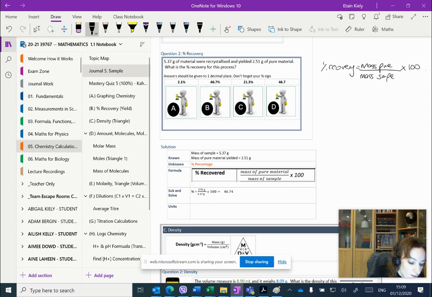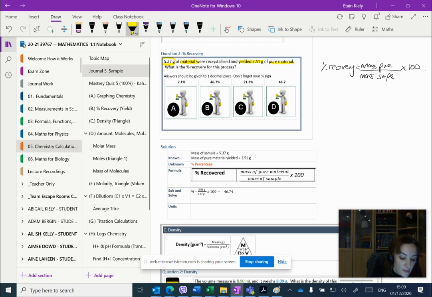So we see that 5.37 grams of the material, so that was the mass of the sample, we recrystallized, and they yielded 2.5 grams of pure material. So that's the mass of the pure material, and we're looking for the percentage recovered. So we can plug these in.